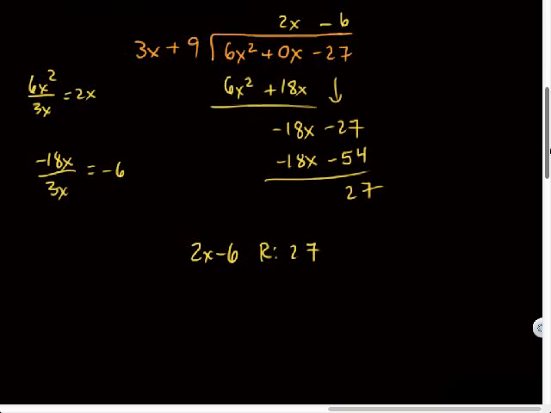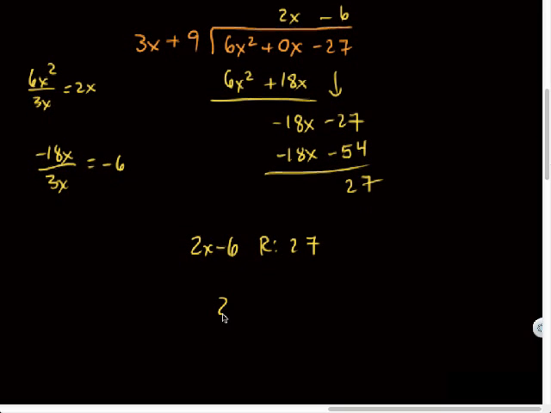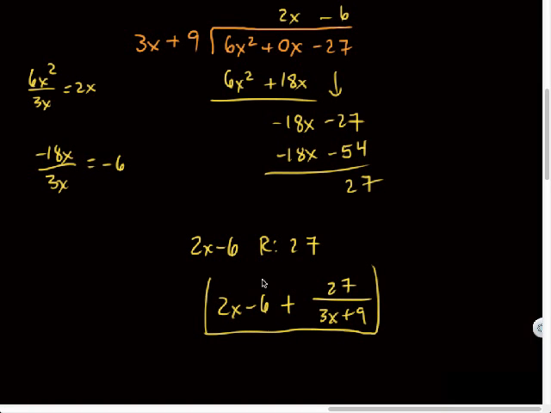Or, perhaps more interestingly, I could write this as 2x minus 6 plus 27 over the divisor, 3x plus 9. And technically this can reduce a little bit, but I'll let that fly for now. We'll talk more about stuff like that a little bit later.